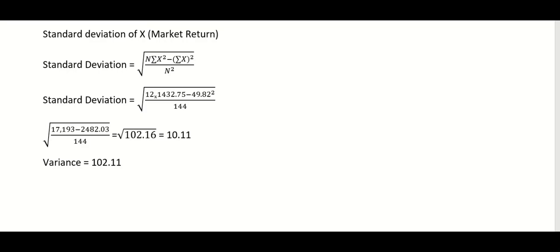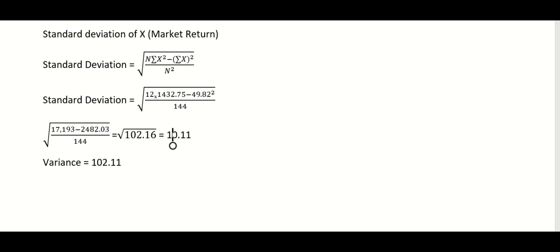So here I have put the value of 49.82. 49.82 square we have to calculate. So now 12 into 1432.75 is 17,193, and 49.82 square is 2482.03. So once we calculate it, we will get 102.16, and the square root of 102.16 is 10.11.